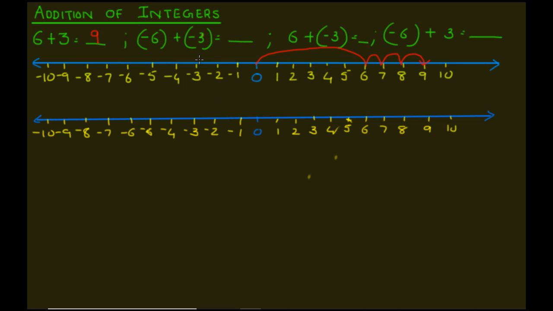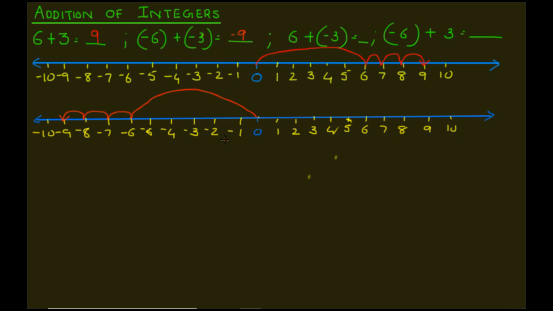Now, as we all know, these two integers are negative integers, and the negative integers are on the left side of 0. So let's go from 0 to negative 6. Here we are. Add negative 3. So when I say add negative 3 to a number, it means 3 steps to the left of the number. 1, 2, and 3. Where are we? We are at negative 9.